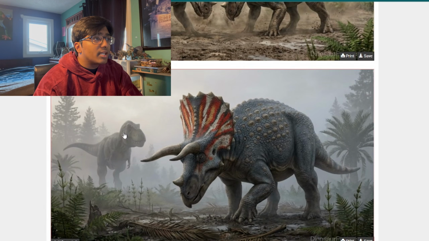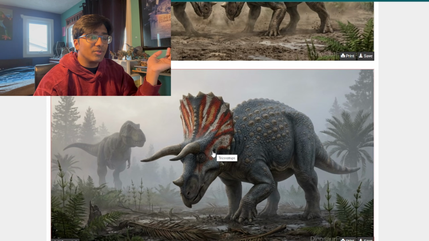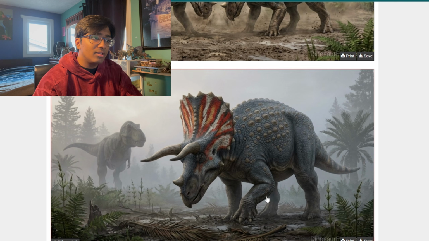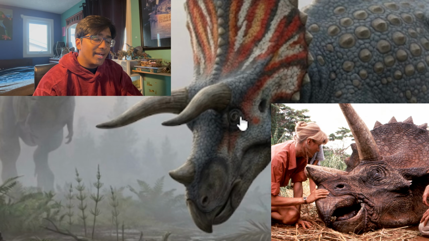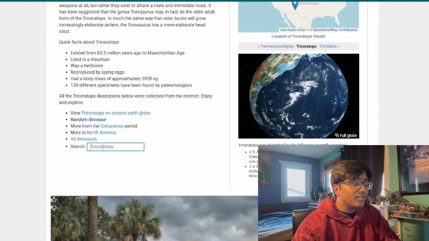Why does this T-Rex have Jurassic Park syndrome again? Because every dinosaur has a bit of Jurassic Park in it. You can kind of tell from the eyes that this one has Jurassic Park's Triceratops in it. Man, let's do something more obscure.